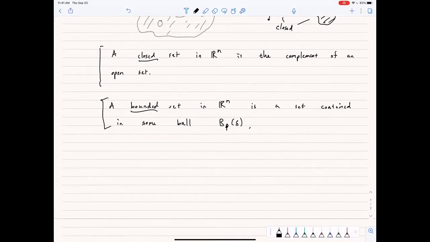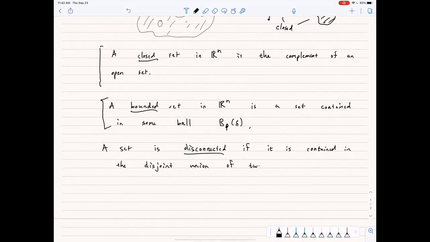Now what I want to do is give the definition of connected and disconnected sets. This is what you think it is. So a set is disconnected if it is contained in the disjoint union of two open subsets. Disjoint union means it's the union, but the two open subsets involved don't overlap at all.